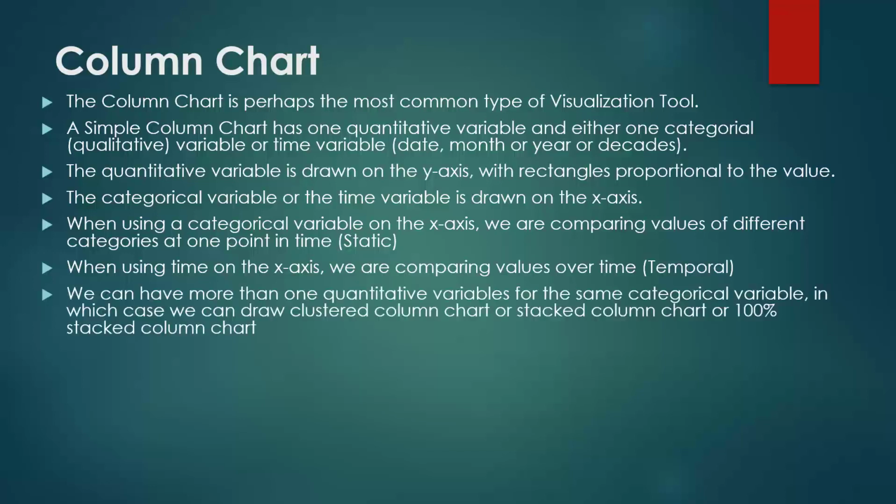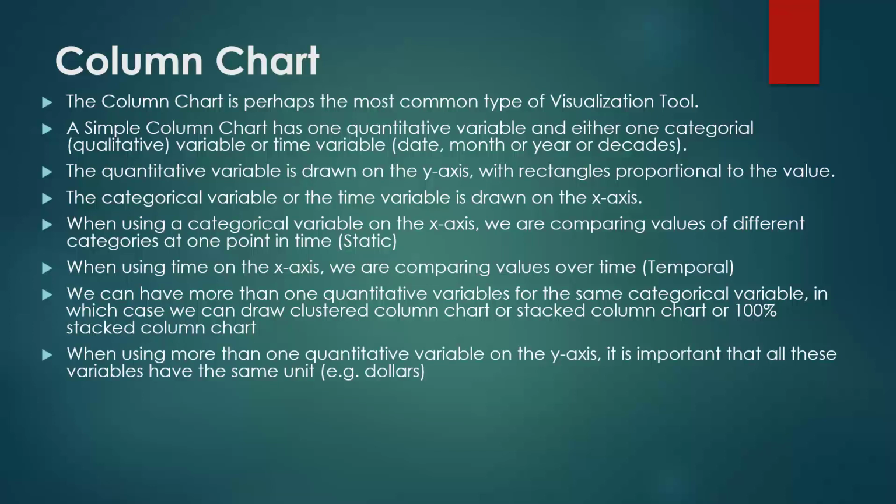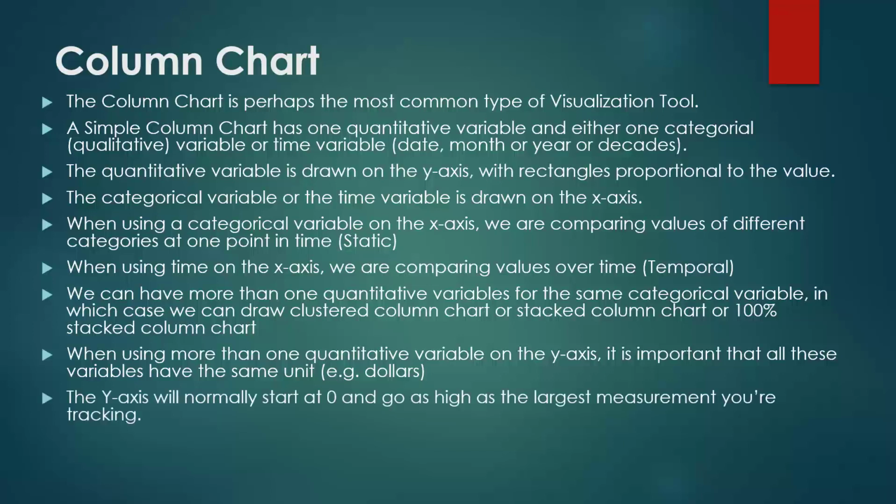Can we have more than one quantitative variable? Yes, you can have two or more, in which case the simple column chart will not suffice. We may have to draw a clustered column chart or a stacked column chart or a 100% stacked column chart. Of course, when you have more than one quantitative variable on the y-axis, it's important that we make sure these variables have the same unit. So if one is in dollars, others should also be in dollars. The y-axis normally starts at 0 and goes as high as the largest measurement that we are tracking. Negative values are allowed on a column chart.